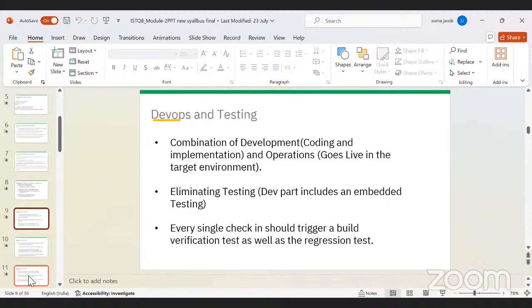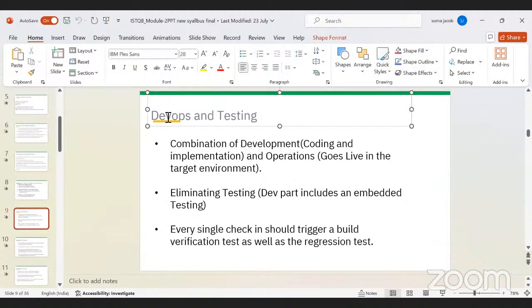And next we have DevOps and testing. So what is DevOps and testing? What is DevOps? DevOps as a word, what does it mean? Development and operations, right? When you say development, it includes the coding and implementation phase, and operations means when it is live or when it gets into its environment, whatever the target environment is, whether it is production or UAT. So we are not talking about testing here, right?